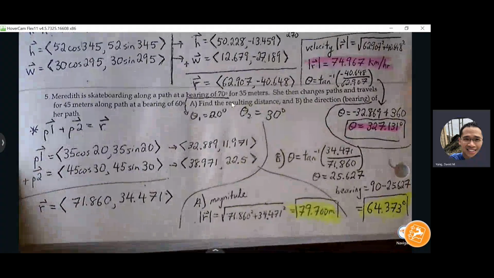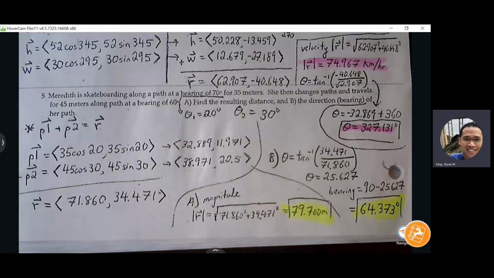I didn't quite go over number 5, but on page 24, I put the key up. I just want to point out a few things here. It's straightforward in the sense that we're just adding the 2 vectors to create our resultant vector. And from there, you're just getting to your direction and your magnitude. But here, notice that part B says find the direction in terms of bearing.